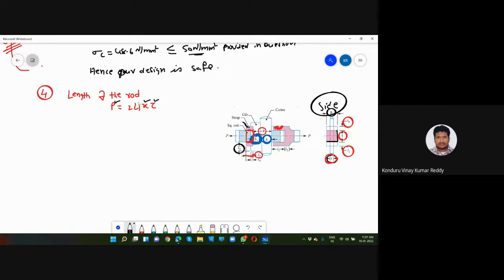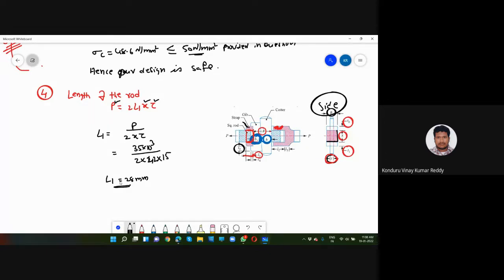The only unknown value is L1. Thereby, L1 is equal to P by 2x shear stress. Here P is 35 into 10 to the power of 3, divided by 2 into the X value. We have already found out that the X value is 42 millimeters, and the shear stress is already provided in the question, that is 15. Thereby, L1 is equal to 28 millimeters.